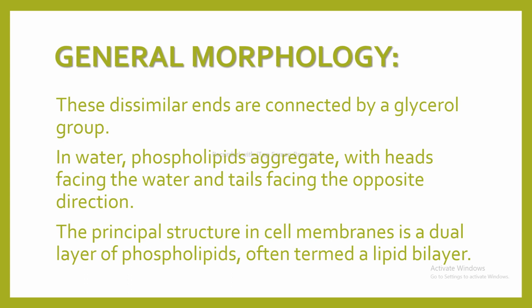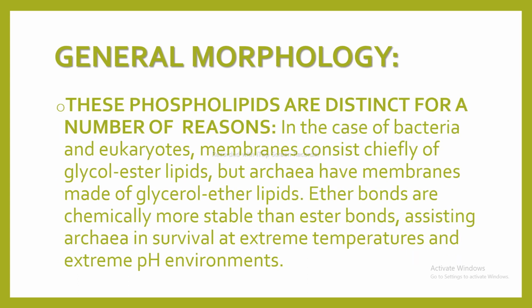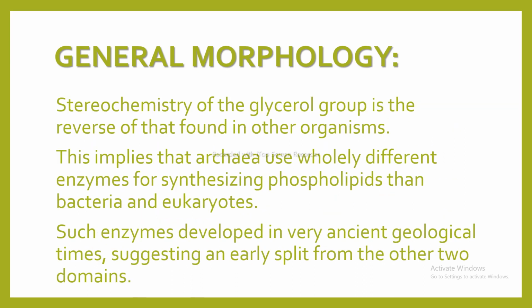The principal structure in cell membranes is the dual layer of phospholipids, often termed the lipid bilayer. These phospholipids are distinct for a number of reasons. In the case of bacteria and eukaryotes, the membranes consist chiefly of glycerol ester lipids, but archaea have membranes made of glycerol ether lipids. Ether bonds are chemically more stable than ester bonds, assisting the archaea in survival at extreme temperatures and extreme pH environments.